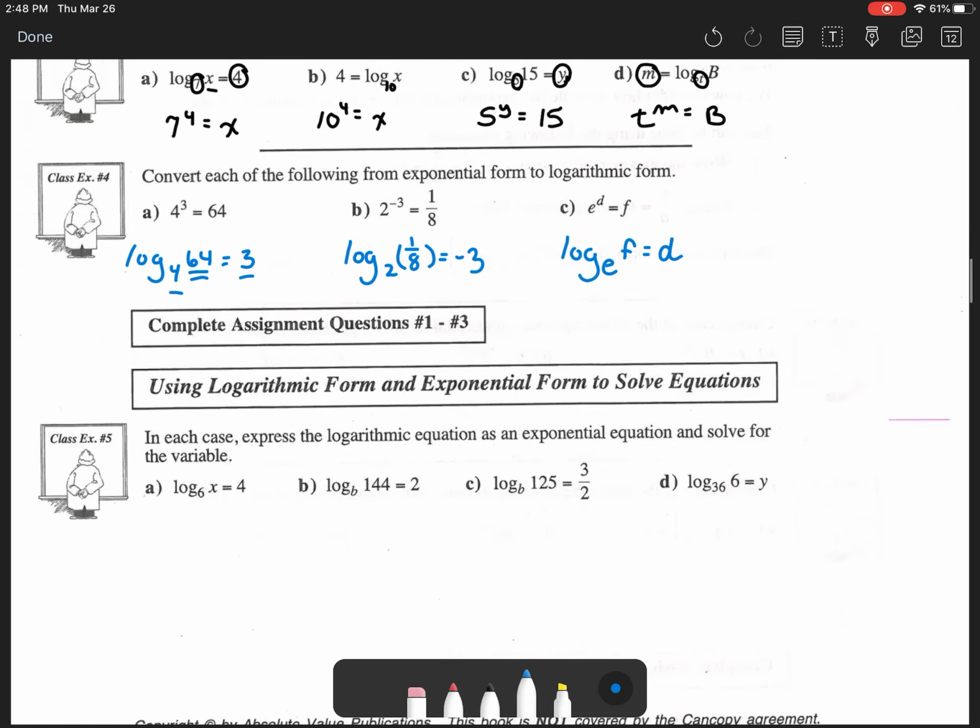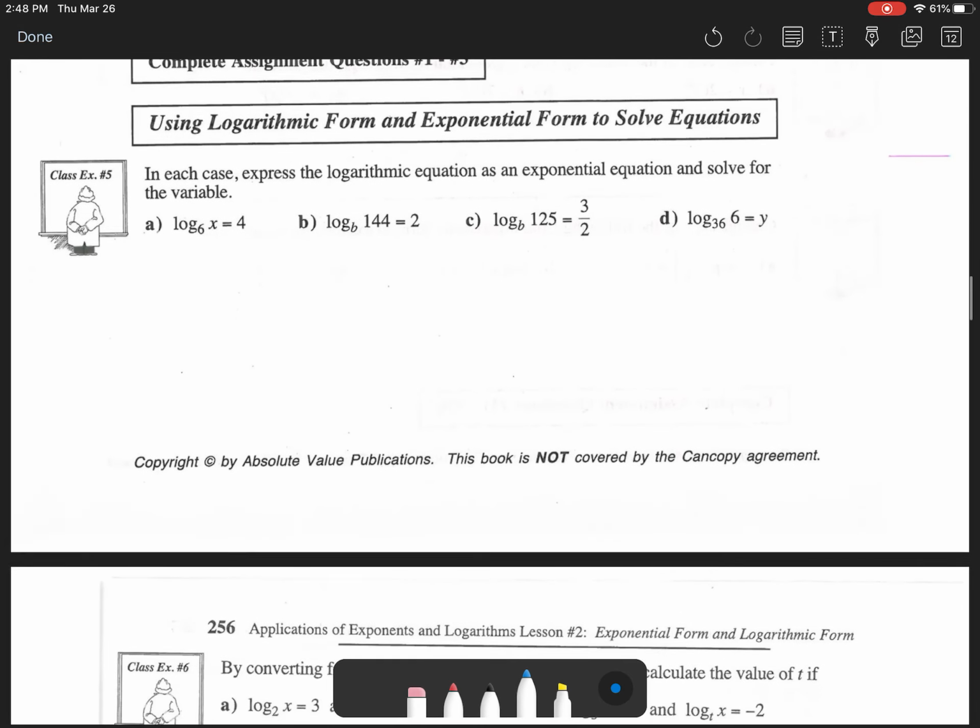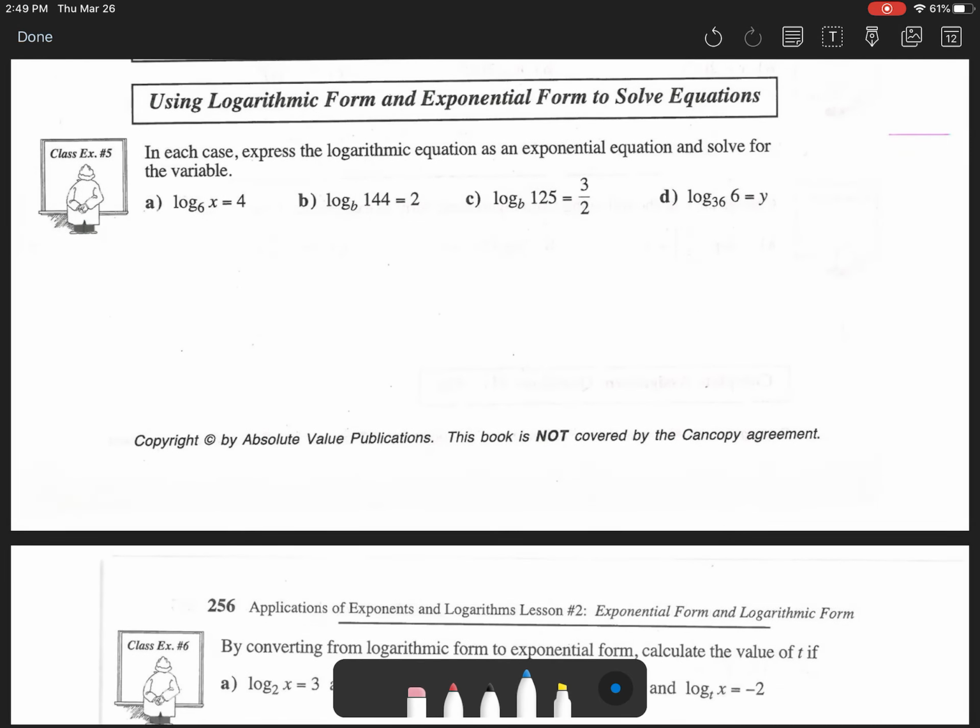Now that we've practiced using expressions to go from exponent to log form and log to exponential form, just like last day's lesson, we are now going to use that to solve equations, okay?